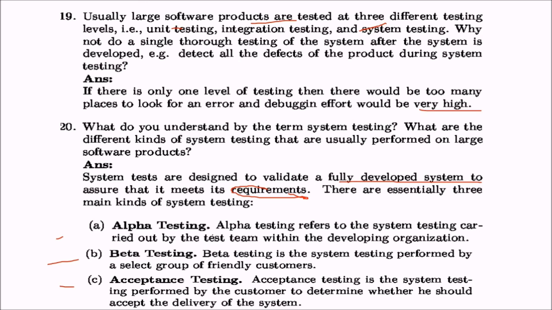Alpha testing refers to the system testing carried out by the test team within the development organization itself which is developing the product. Beta testing is performed by a group of friendly customers, maybe at their places. Acceptance testing is the system testing performed by the customer itself to determine whether he should accept the delivery of the system or not.